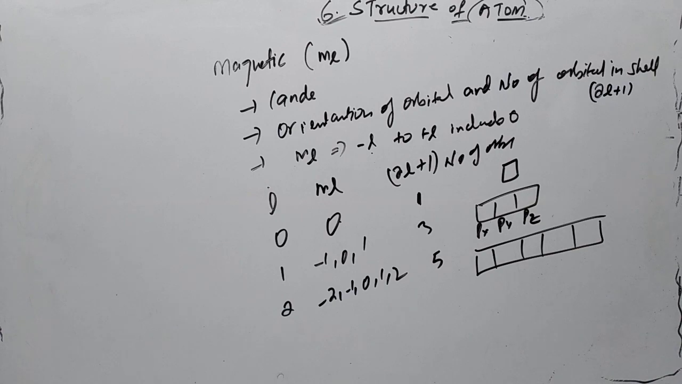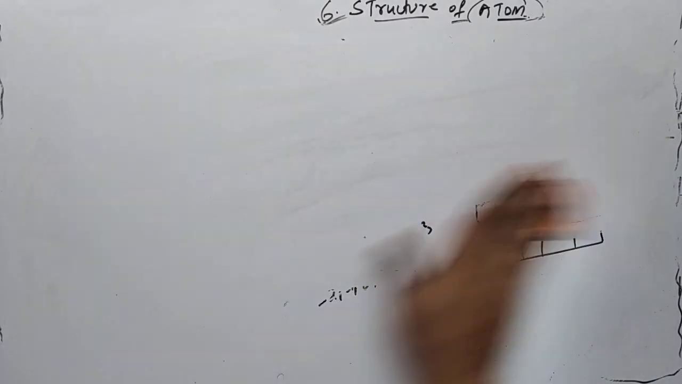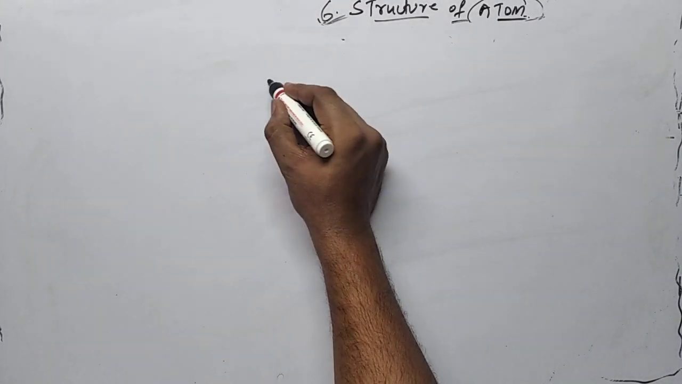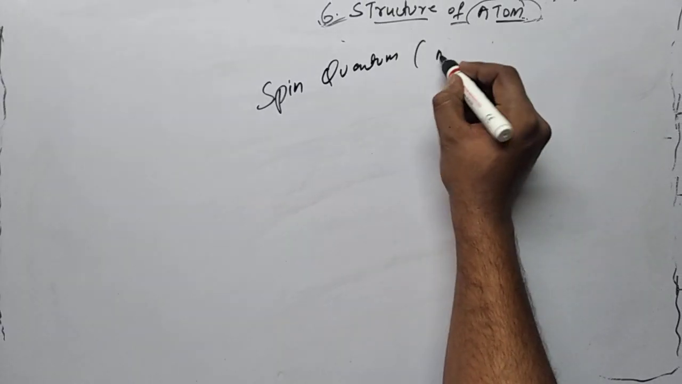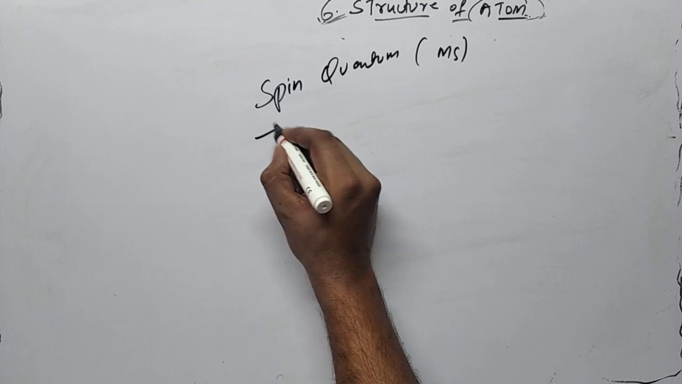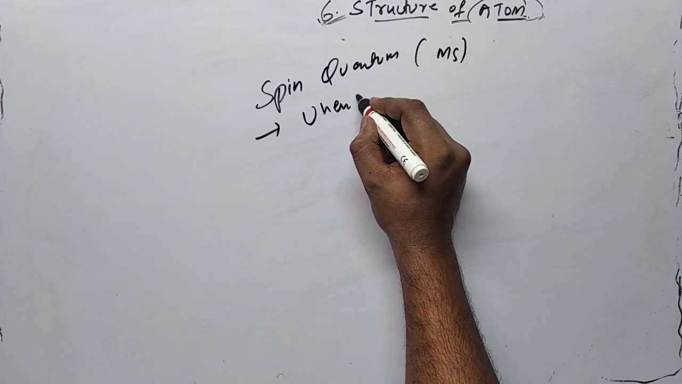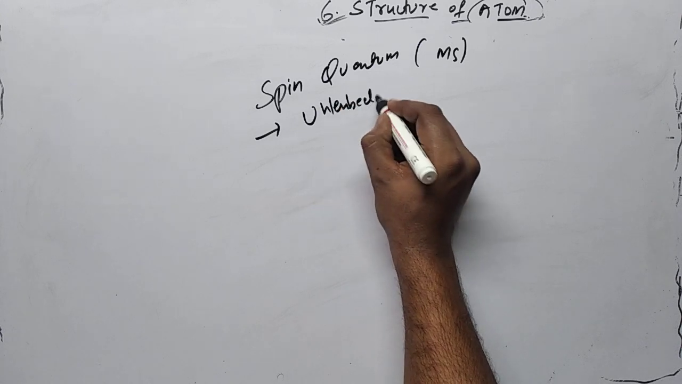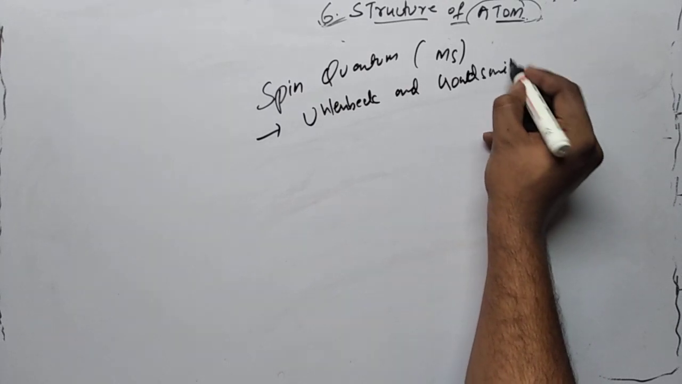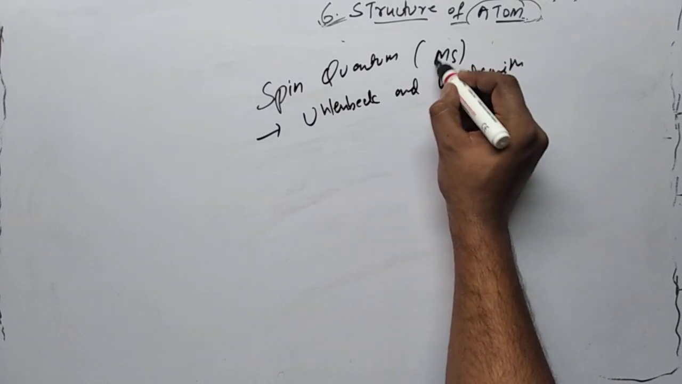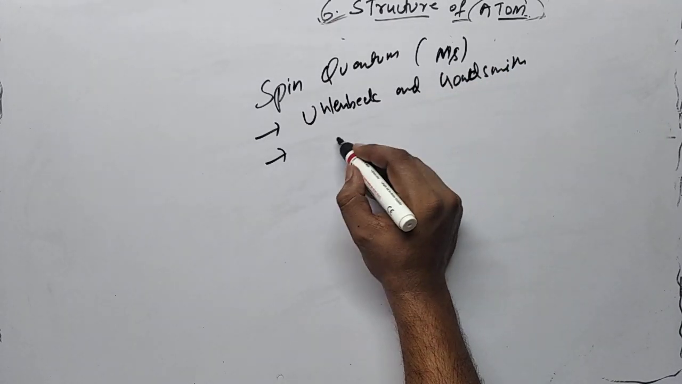Next, the fourth one is the spin quantum number. It is very simple and very important. This may be asked for 2 marks. The spin quantum number is indicated with ms, and it was proposed by Uhlenbeck and Goudsmit. Both of these people introduced it, and it indicates the spin of the electron.